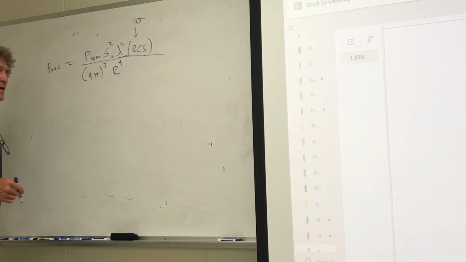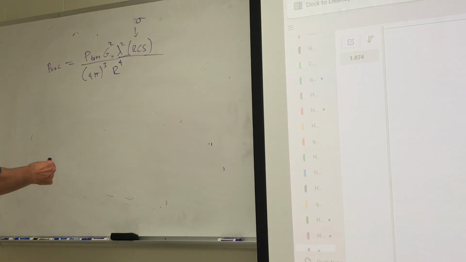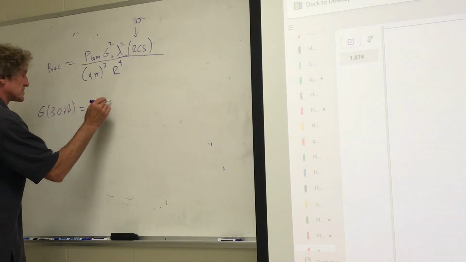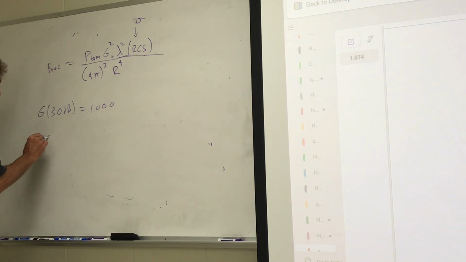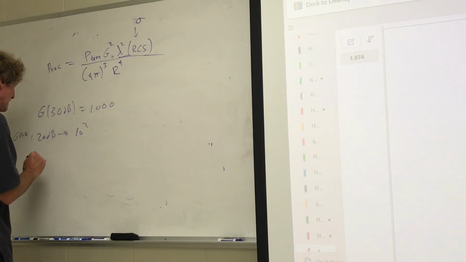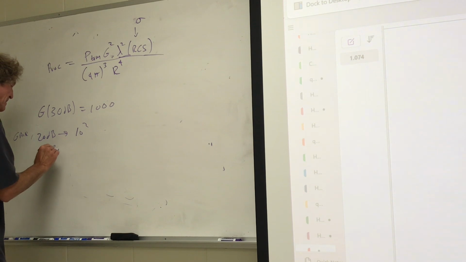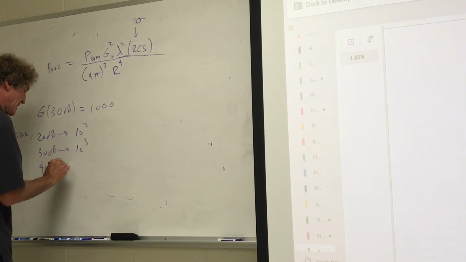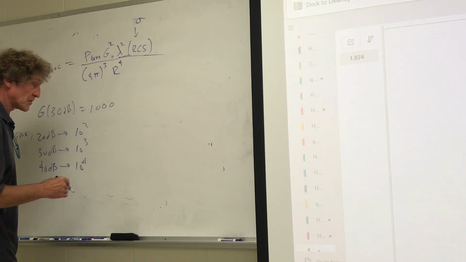The gain was what, 30 dB? So 30 dB is what? A gain of 30 dB is going to be 1,000 or 10 to the third. 20 dB of gain, this is all power gain, is going to be 10 squared. 30 dB of gain is 10 cubed. 40 dB gain is 10 to the fourth, and so forth.